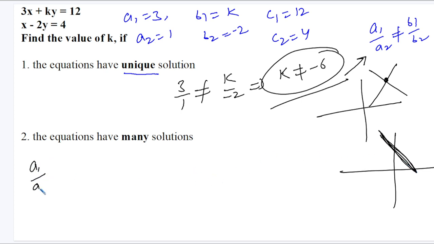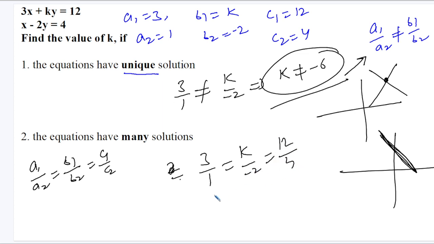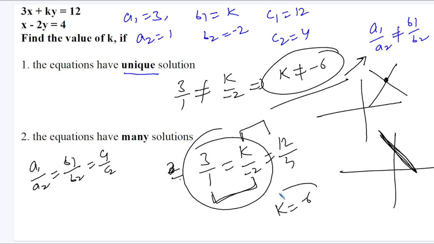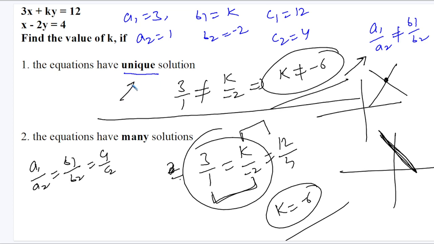We have the formula a1 over a2 equal to b1 over b2 equal to c1 over c2. So here, for this question, we have 3 over 1 equal to k over -2 equal to 12 over 4. You can find the value of k using any two relations. You can use these two, or these two, whatever. If I use these two, k will come out to be -6, simply by cross multiplying. So for the unique solution, k is not equal to -6, but for infinitely many solutions, you are getting k equal to -6.